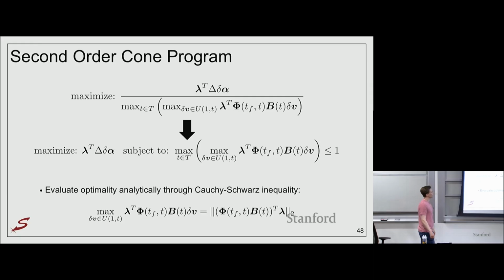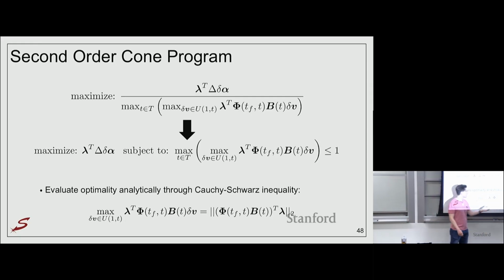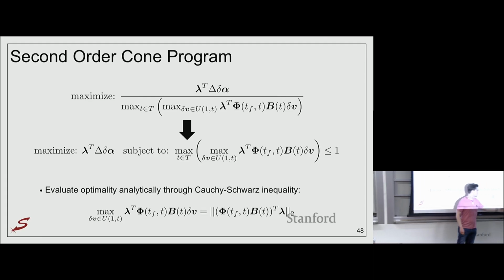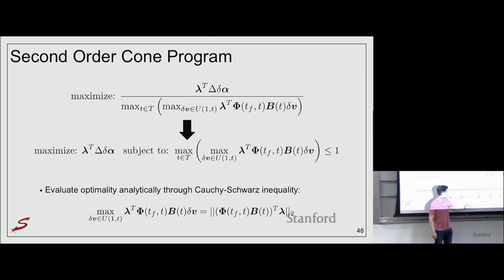The important thing about this is that we have this constraint over here, and we can actually evaluate this constraint analytically for a given choice of lambda without needing to sample through all of the delta V's. We can evaluate it through the Cauchy-Schwarz inequality as just this quantity, which is a known, and something we're optimizing for, and just taking the L2 norm of it.